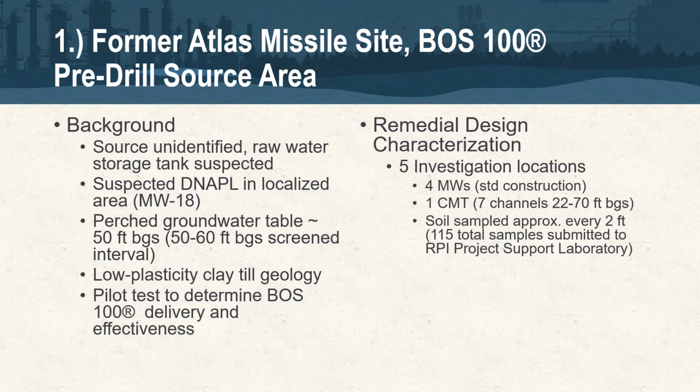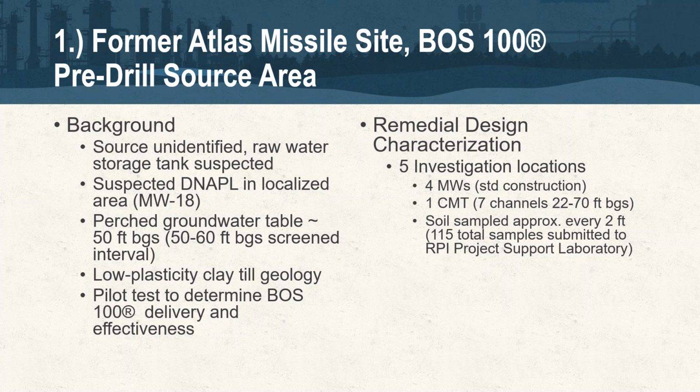So there was a perched groundwater table at around 50 feet BGS. It was a low plasticity clay till that we were injecting into, and this actually was a pre-drill site. So we did have shallow DPT refusal, and so augers were used to advance down to the bottom of our treatment interval. And then it was backfilled with hydrated bentonite, and then re-drilled with direct push.